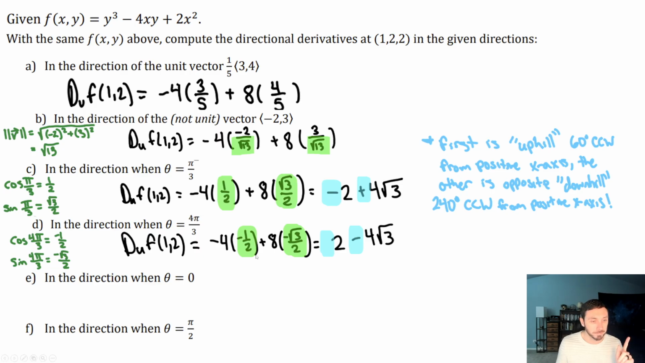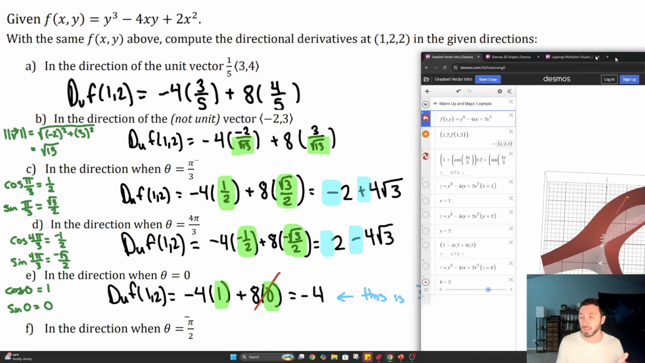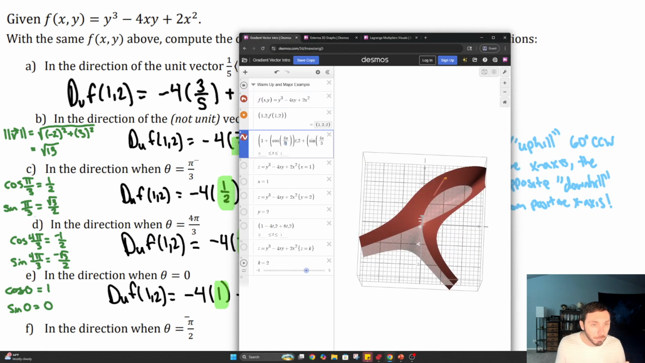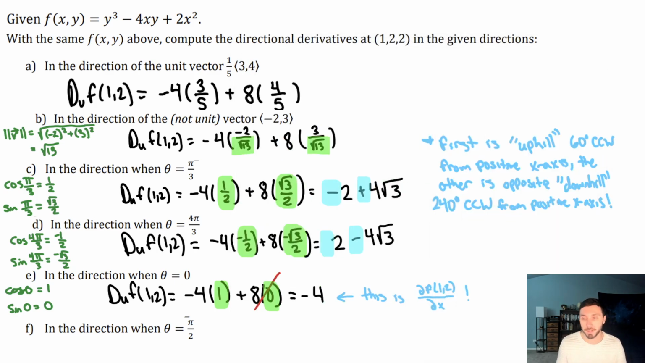3, 2, 1. Hopefully conceptually you're just cool with the idea that this is literally just the partial derivative with respect to x, right? Because if I make this 0, and I make this 0, I'm at an angle of 0. I'm just going in this direction, which is literally what the partial derivative with respect to x gives me. Perpendicular to the y-axis, sure. Parallel to the x-axis is the primary idea.